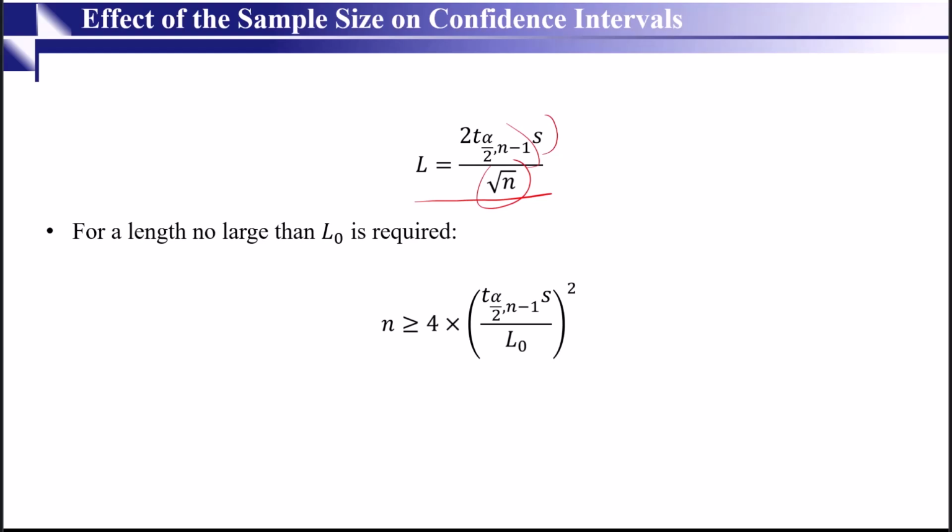If we want a confidence interval with a maximum length of L0, then we can find the sample size. So the sample size is n greater than or equal to 4 multiplied by the critical point times S, the standard deviation of the sample, divided by L0, all to the power of 2.